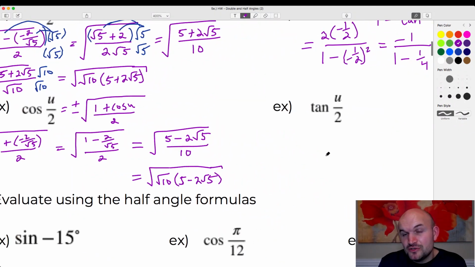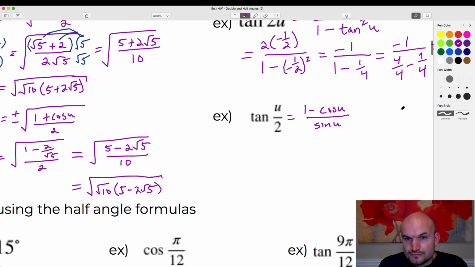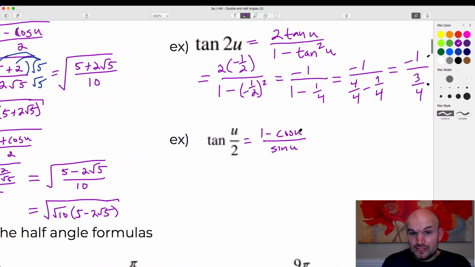Now let's get on to the tangent, which can have two different variations. The one that I prefer is the one where a single function is in the denominator, which would be sine. So this function is 1 minus cosine of u divided by sine of u. All right, so again, we know what the cosine is.